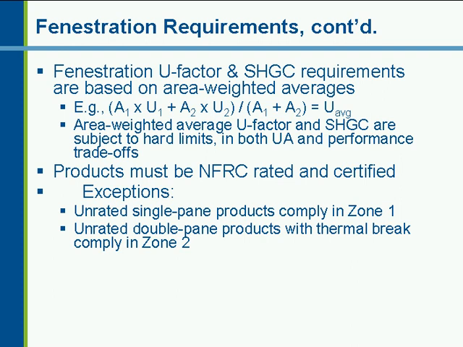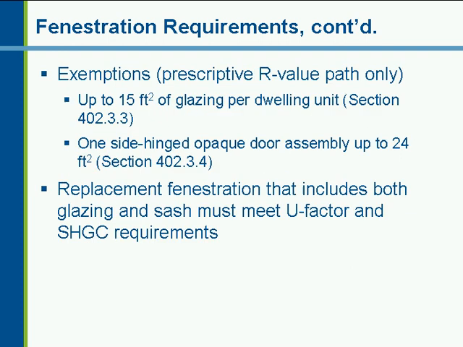There is a requirement that products be rated by NFRC, the National Fenestration Rating Council, and certified according to their rules. There are some exceptions. Just based on the nature of the default U factors for unrated products, any single pane product will comply in Zone 1, and any double pane product that has a thermally improved frame, like aluminum with a thermal break, will comply in Zone 2. They're similar to some of the allowances in ceilings in the R value table. There are some exemptions with regard to fenestration to make it easy to comply through the R value table without having to go to one of the more complicated compliance paths.